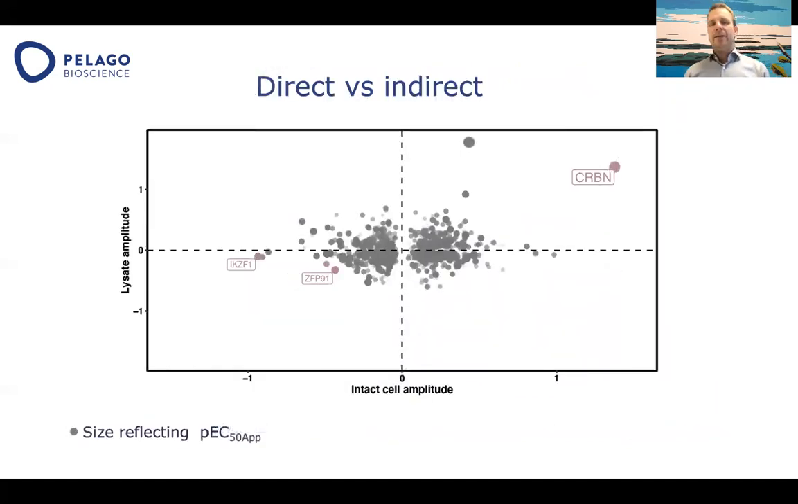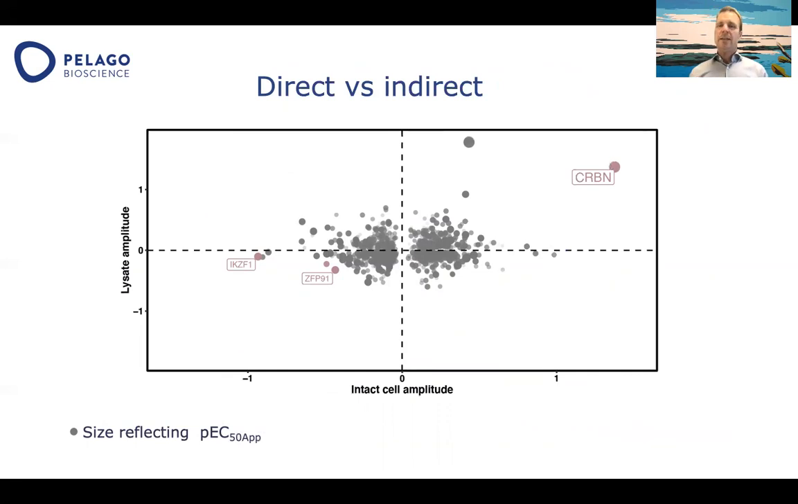We then did the experiment that I showed you now twice. So this is the third time of profiling a compound, both in the intact cell and in lysate. On the y-axis here, we now have the lysate amplitude, and on the x-axis, we have the intact cell amplitude. And you can see cereblon up here in the right-hand corner.